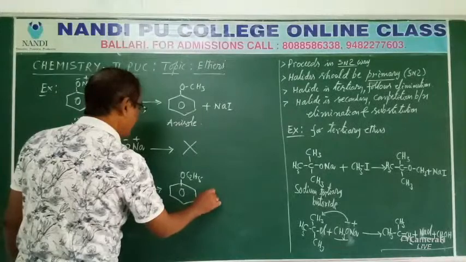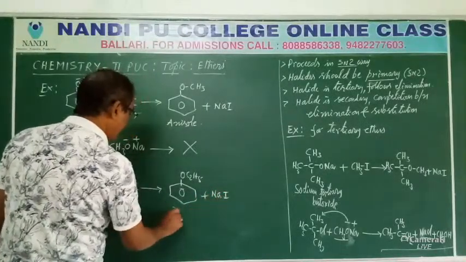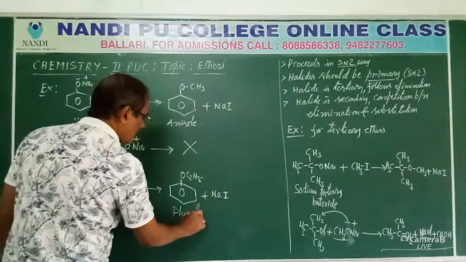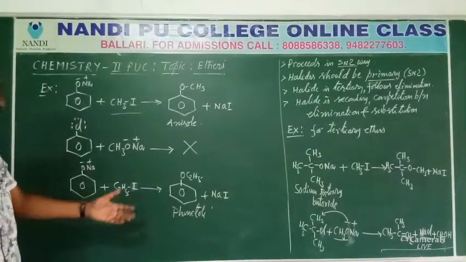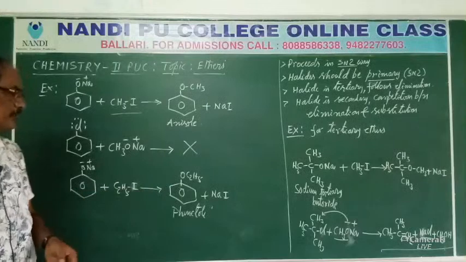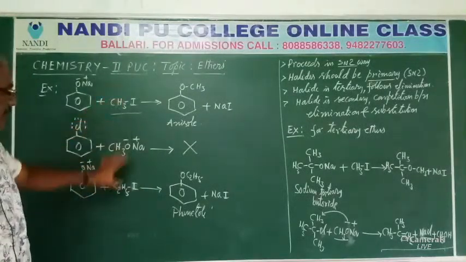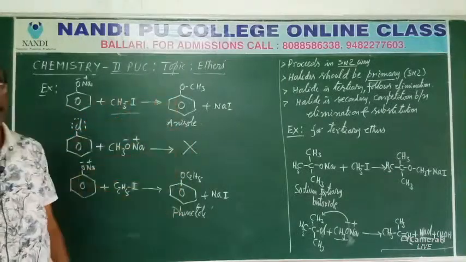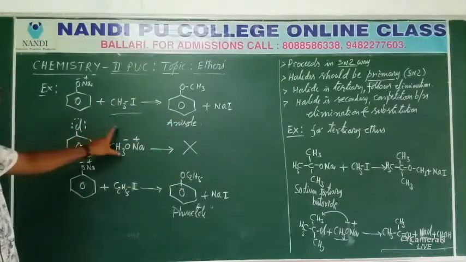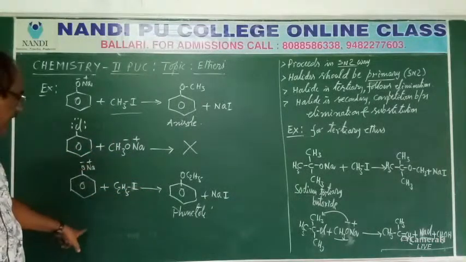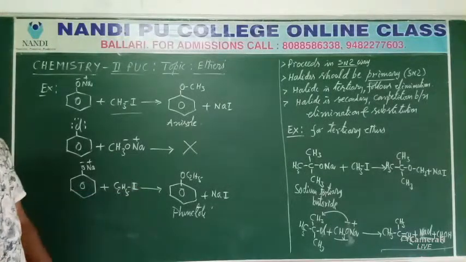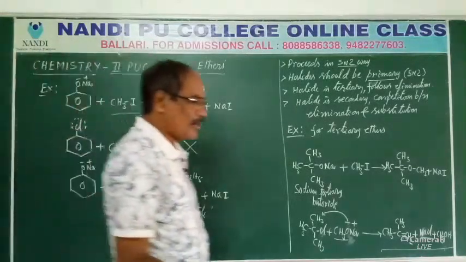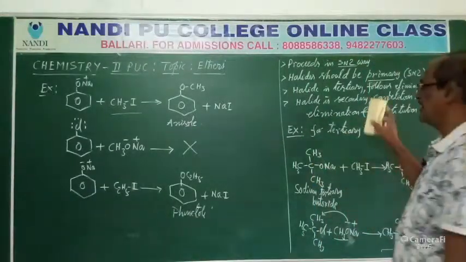C2H5 plus NaI. This is phenol. These two reactions are normally asked in the preparation and properties of ethers: alkyl halide properties, and then preparation of ethers. So reverse, you take again a similar reaction, which is not possible. That is, iodine is here, alkoxide here. It is not possible. So these are the very important concepts of Williamson's synthesis.